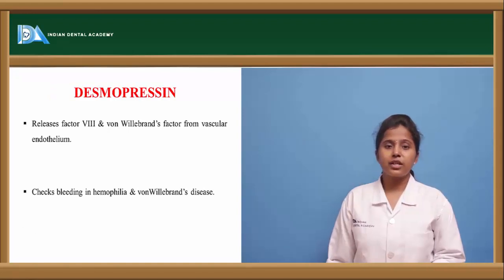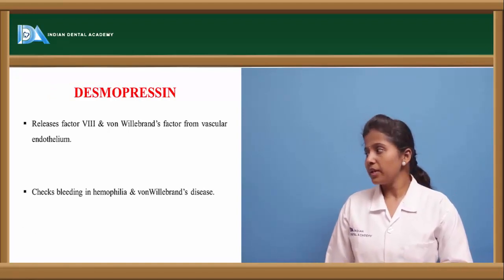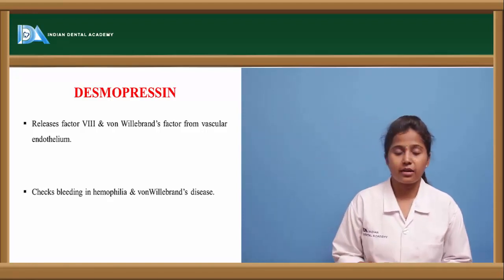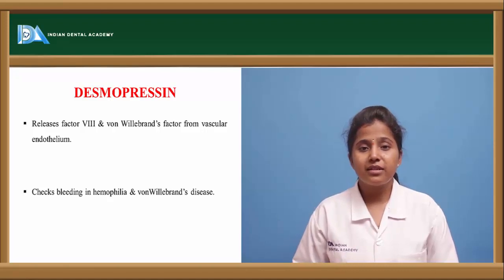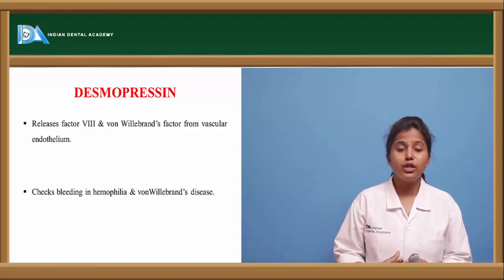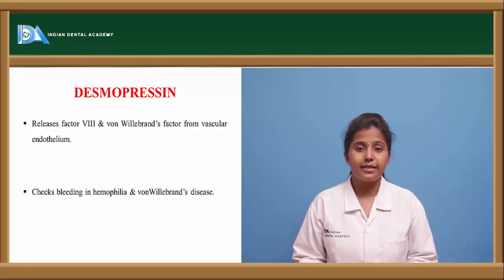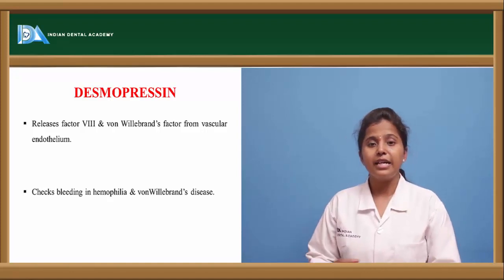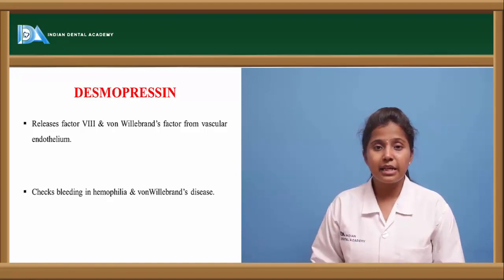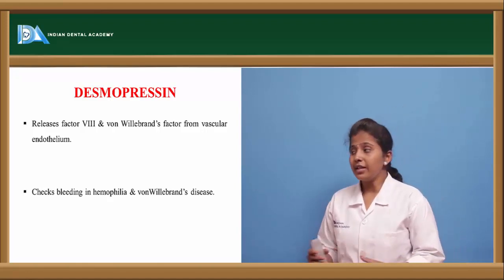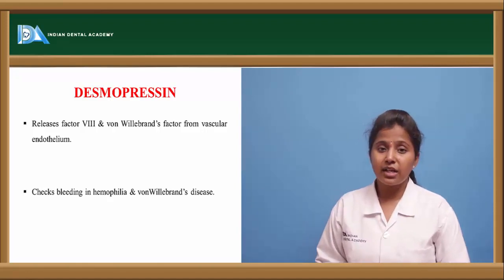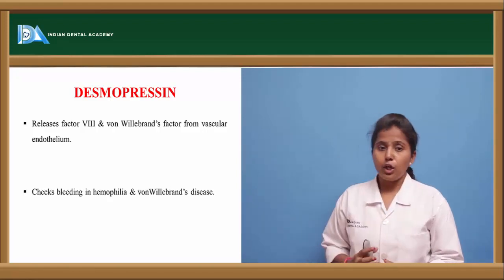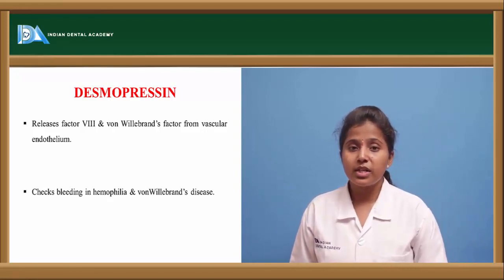The other drug is desmopressin. Desmopressin is a drug which releases factor 8 as well as von Willebrand's factor. This desmopressin acts mainly in the formation of clotting factor 8. Along with that, von Willebrand's is one of the additional factors which aids in the coagulation of blood. If there is any deficiency of this factor, it causes a syndrome called von Willebrand's disease. In this condition, desmopressin is used.